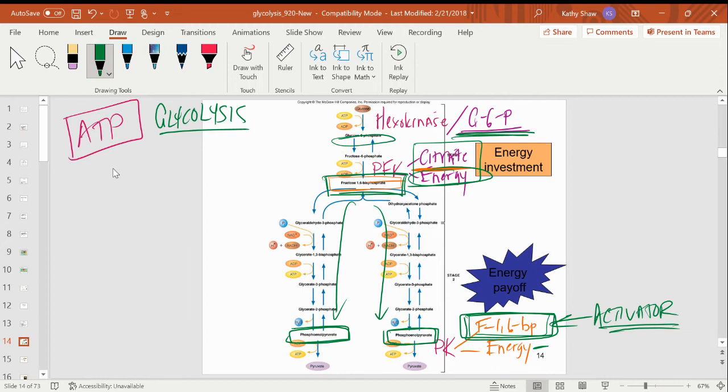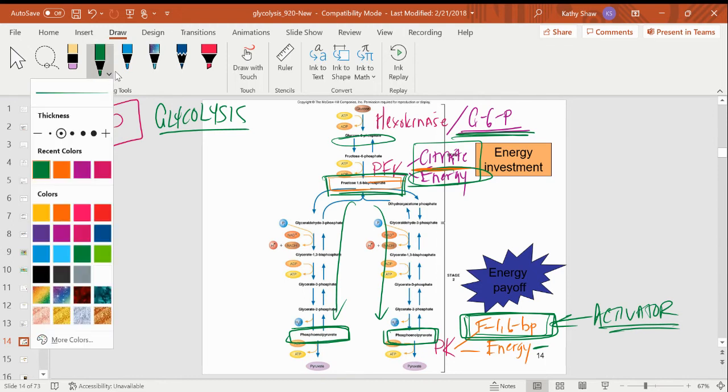Really, really good stuff to know because, of course, everybody loves giving you pairing questions. Here's the regulatory enzyme and here's the regulator. Here are four sets of those. Which one of those is incorrect? Which one did I put an incorrect regulator with the regulatory enzyme for? So watch out for those.